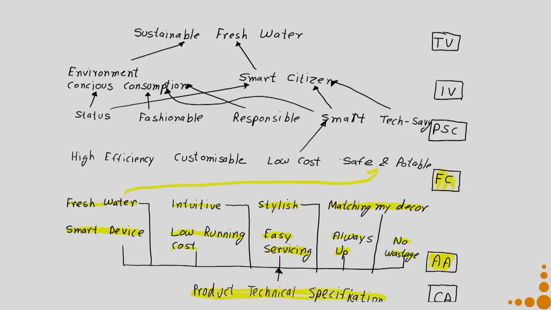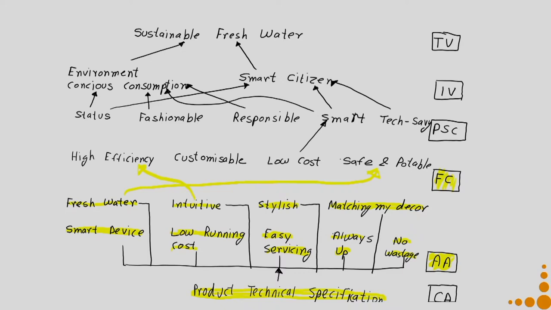Low cost, safe and portable. Let's try to make connections between the abstract attributes and the functional consequences. So when I say fresh water, I can connect it to safe and portable. I cannot connect it to customizable, low cost or high efficiency. I see intuitive. I do not know over here. The only thing, because if it is intuitive, that also implies high efficiency, I can connect to it.